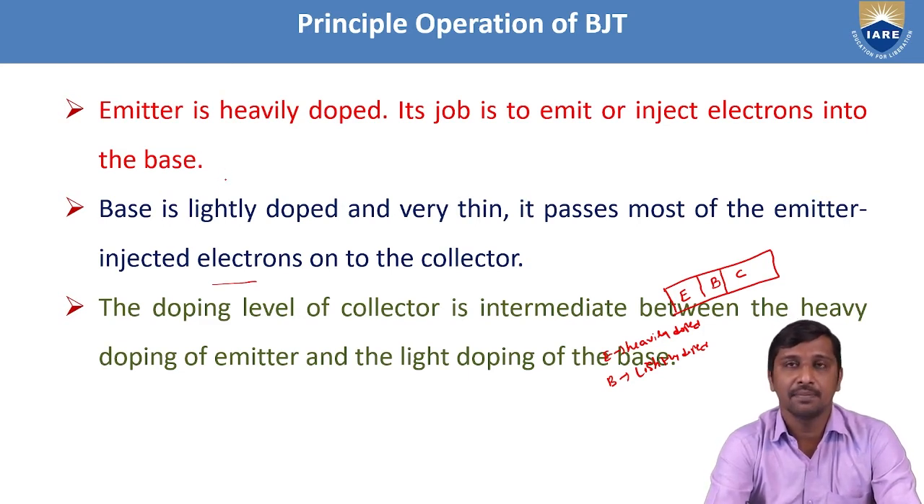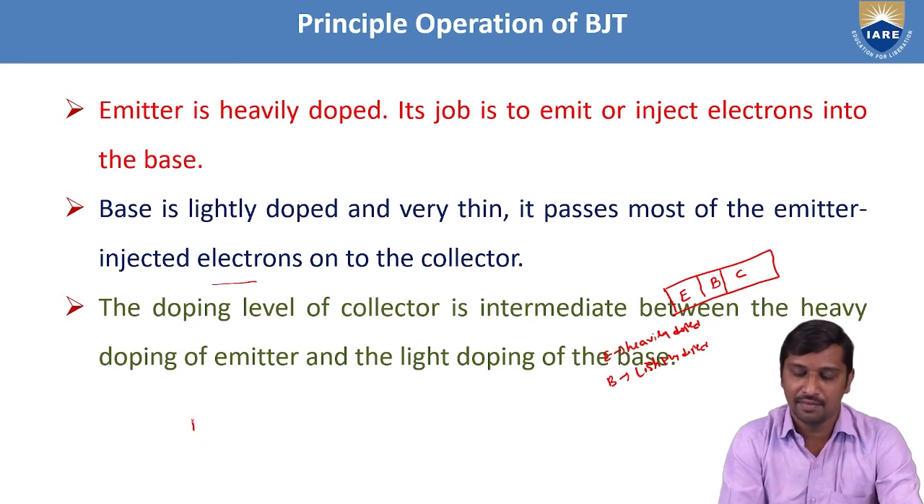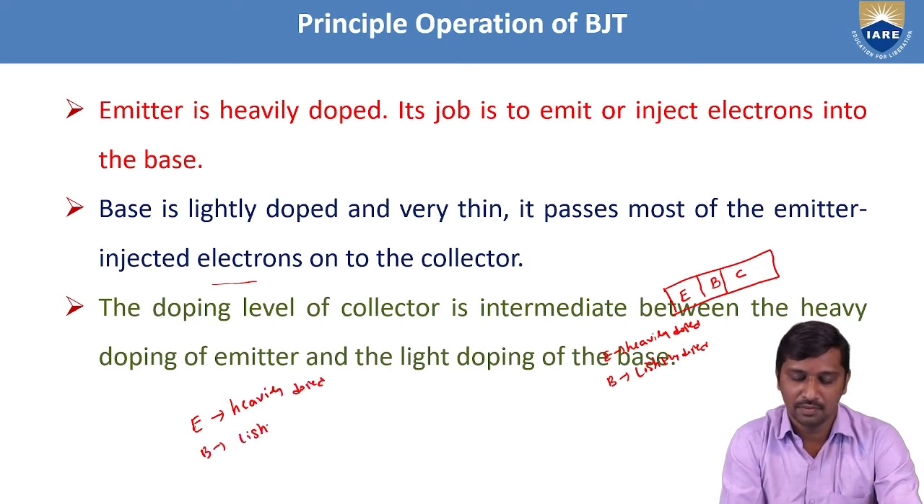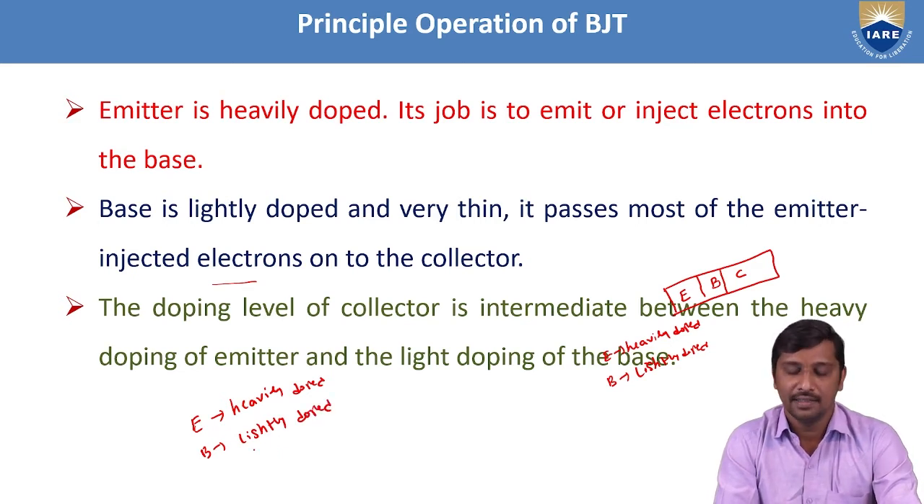So from these three representations, we identified that the emitter is heavily doped, the base is lightly doped. You remember this one. So in a BJT, the doping levels are not constant. Each terminal has a different doping level. And here C means collector, so the collector is moderately doped.